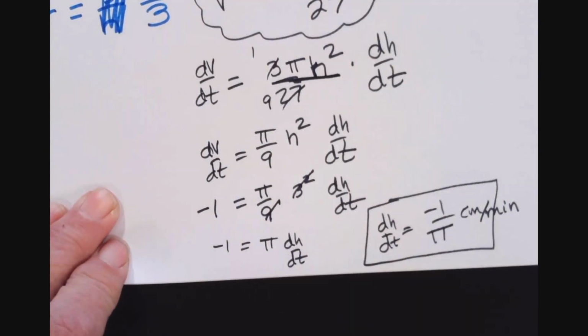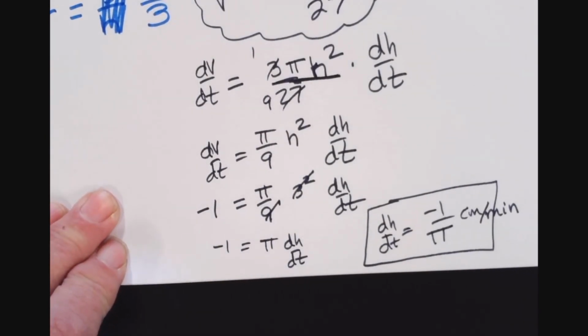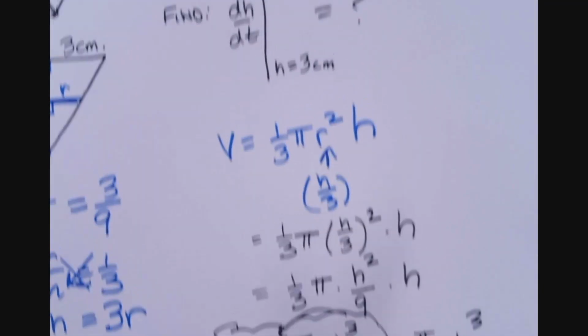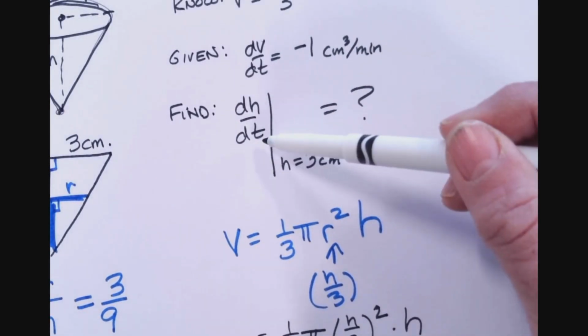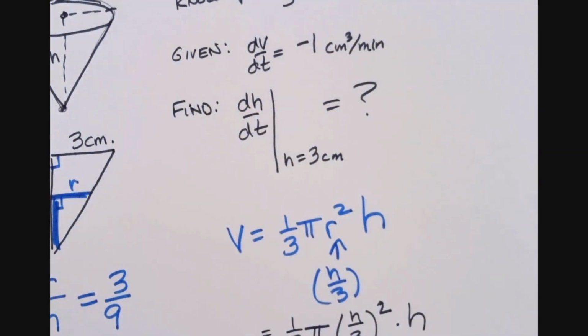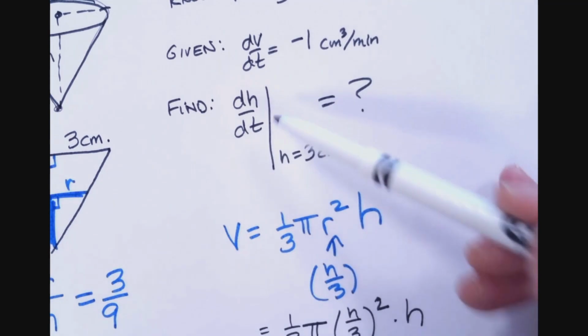Whenever there's an inverted cone problem or a cone problem, look to see if you can get the formula, rewrite that formula in what you're given and what you're trying to find. So we wanted to pretty much get rid of the R. We wanted to get rid of the R because that wasn't given, and that wasn't what we're trying to find.